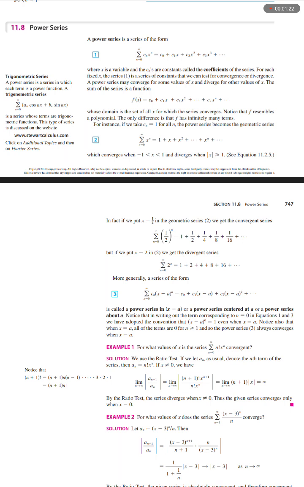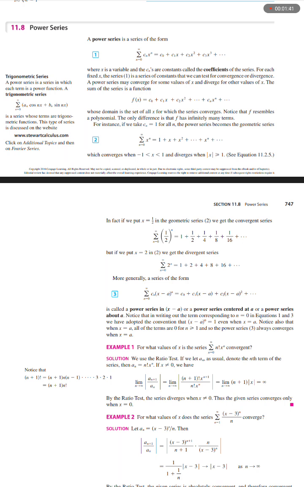Sidebar: trigonometric series. A power series is a series in which each term is a power function. A trigonometric series, the sum from n equals 0 to infinity of (a_n cosine n x plus b_n sine n x), is a series whose terms are trigonometric functions.